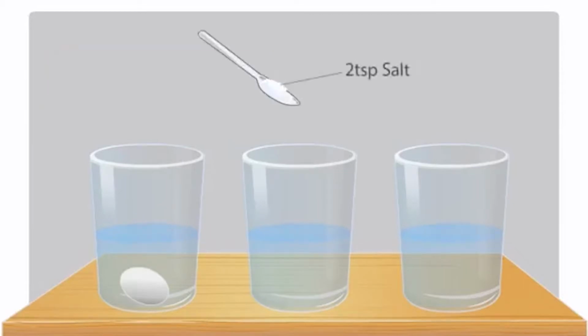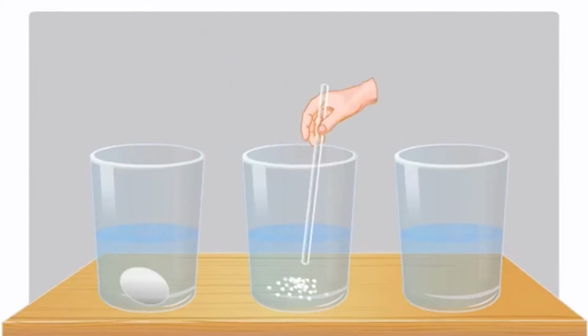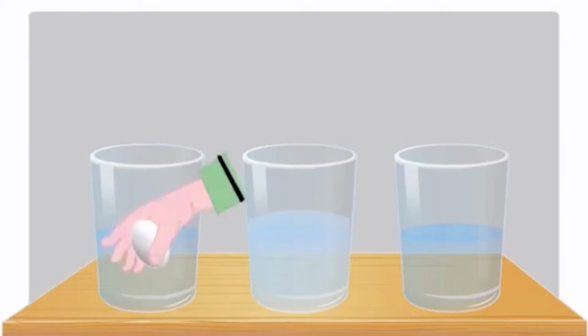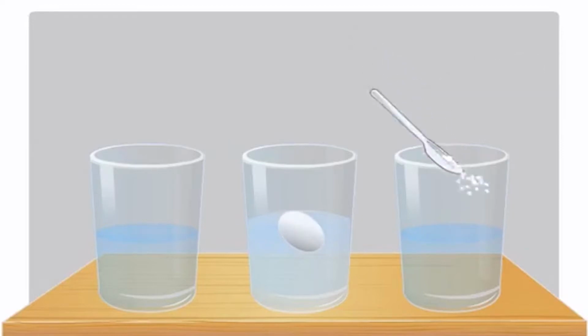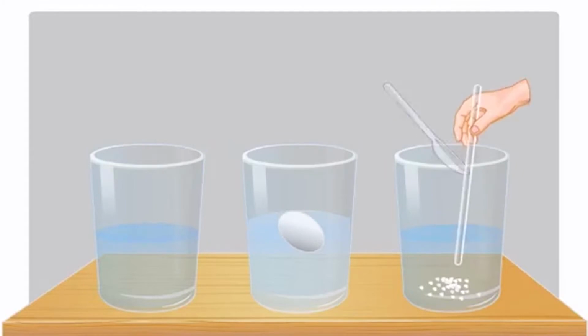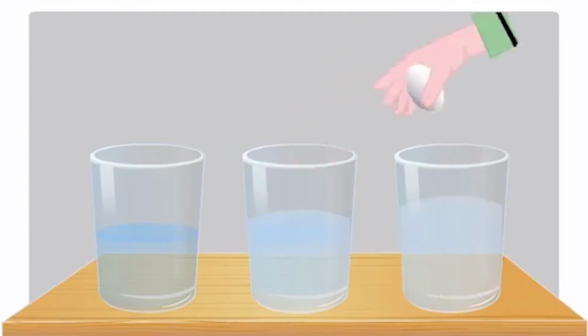Now add 2 tablespoons of salt into the second glass. Put the same egg into the glass. The egg rises a little up in the second glass. Now add 4 tablespoons of salt into the third glass and put the same egg into it. You can observe that the egg rises completely on the top of the water.